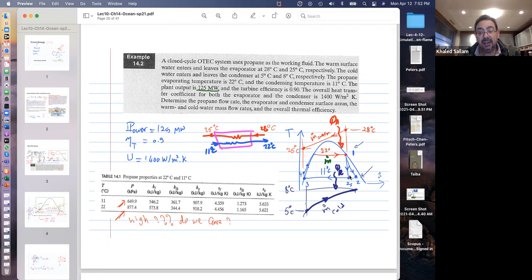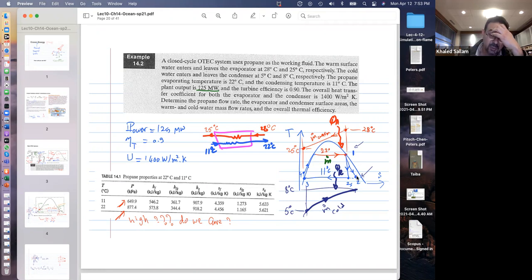So I need this H and this H. How do I get my H? Again, this table is provided in this problem, or at least in the exam it will be provided. At 22, I come here and I get HF and HG. This is HF and this is HG, right? So I'm going to use that HG. It's going to be 918. And then I need H2.